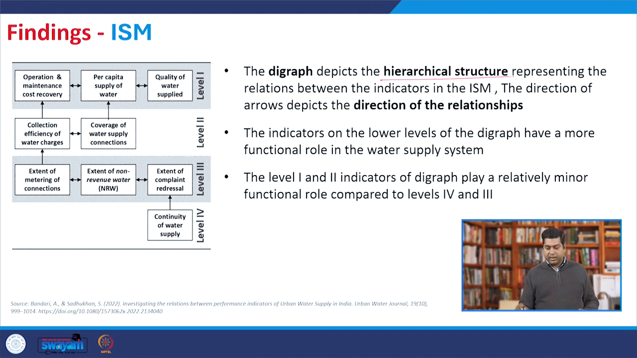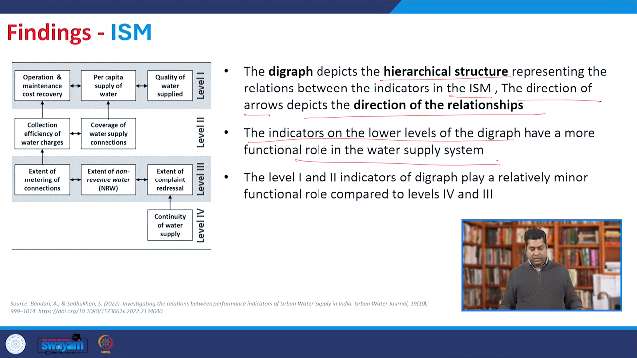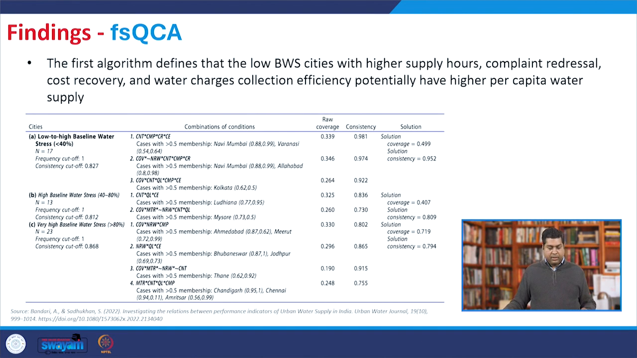The diagram depicts the hierarchical structure representing the relation between the indicators in the ISM. The direction of arrows depicts the direction of relationship. In some cases it is a double-sided arrow, so they have a relationship where both are influencing each other, and somewhere it is only unidirectional. The indicators on lower levels of the diagram have more functional role in water supply, right? And the level 1 and 2 indicators play a relatively minor functional role compared to level 4 and 3.